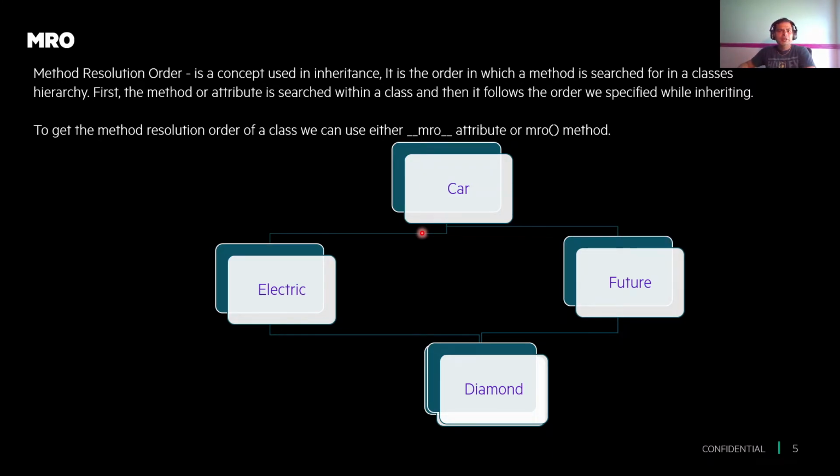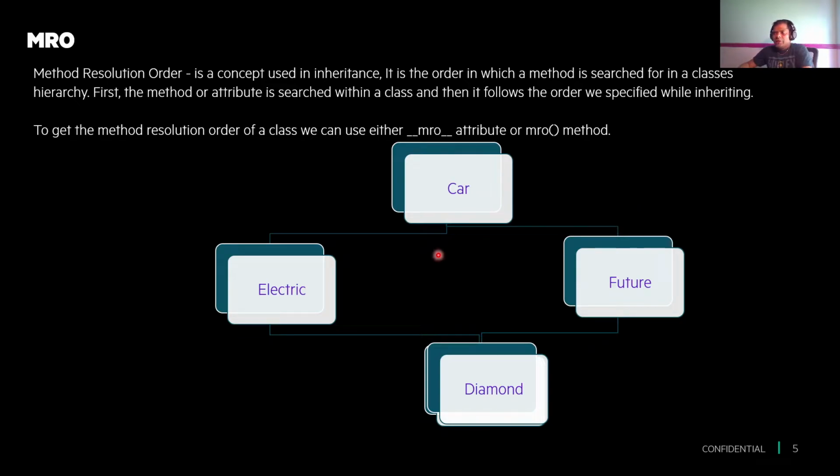MRO is method resolution order. It just says in what order Python should be looking for methods. To give us clarification, we also have two functions, either mro or the __mro__ attribute. We'll be able to use this and print out the order in which Python is going to look for the methods. Again, to understand the MRO, we'll be taking the example of a diamond inheritance.